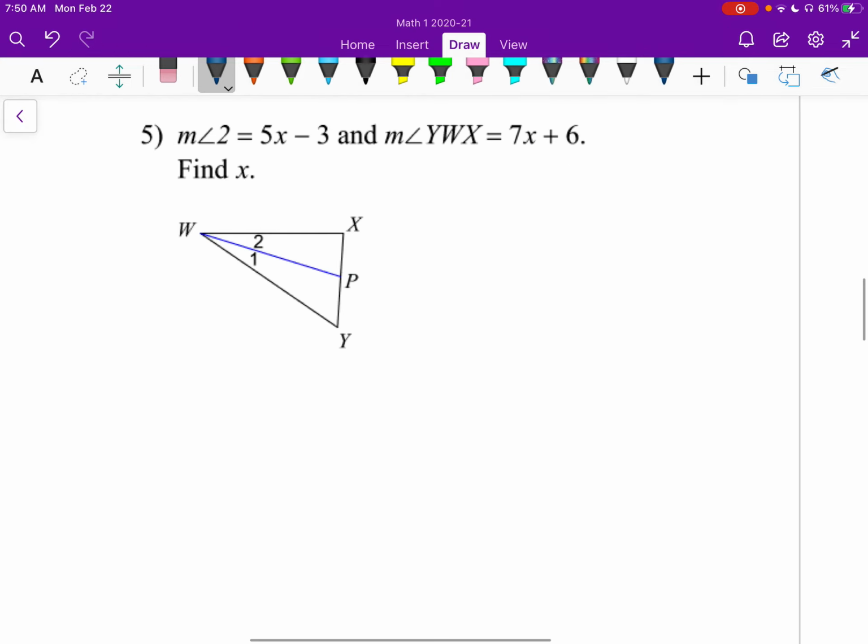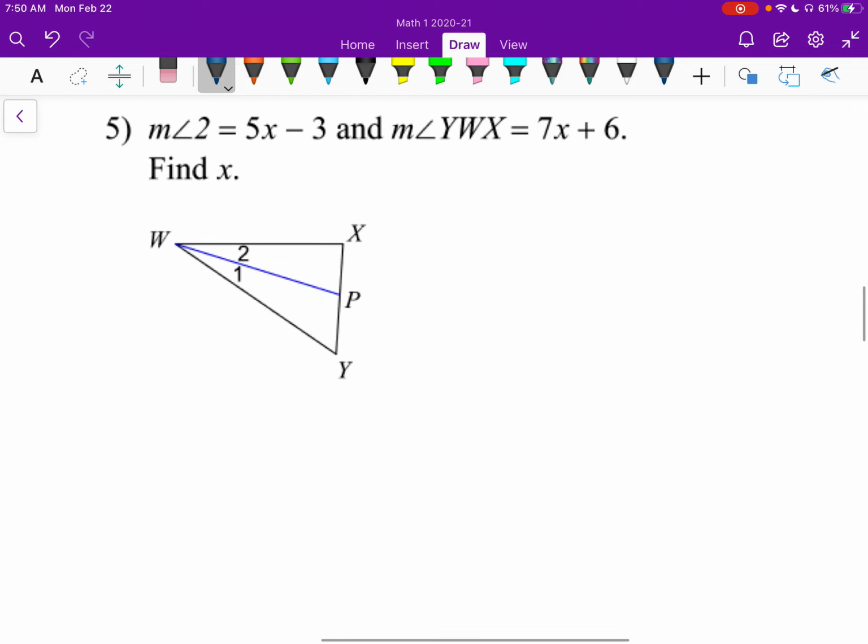Moving on. We have measure of angle 2. Measure of angle 2, that's going to be this angle. Angle 2 is congruent to angle 1, right? So I could put a swoop here and there. And then it tells me that YWX. So YWX starts down here at Y, and then it hits W, and then it hits X. So it's the whole thing, right? That's the big angle.